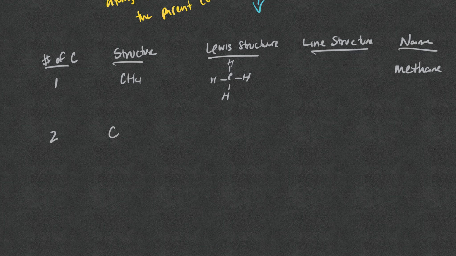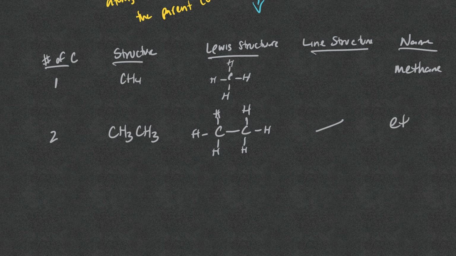All right, now let's say we have two carbons. So you have CH3CH3. Okay. All right, so its Lewis structure, you have two carbons attached to one another, and it's 6 hydrogens. Okay. The line structure is just going to be one straight line here. All right. And then we call this compound ethane. And when there's 2, it's eth.